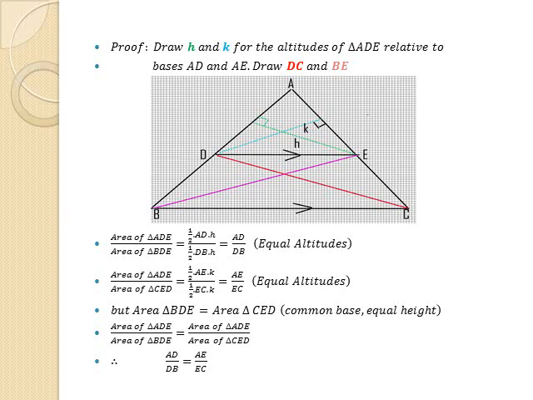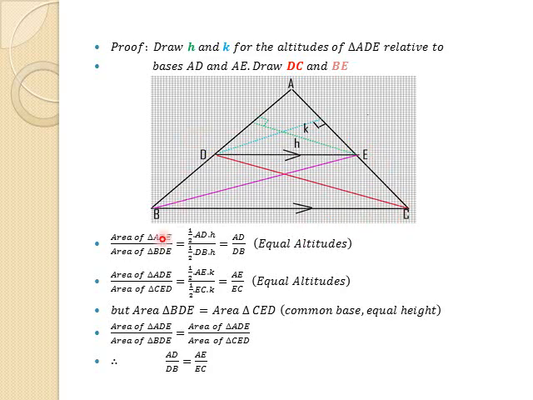So that's the theorem. First, in an exam, we are required to draw H and K for the altitudes of triangle ADE. And then we're going to draw DC and BE. So you see there, DC there in red, BE there, to form triangle BDE and to form triangle CED.